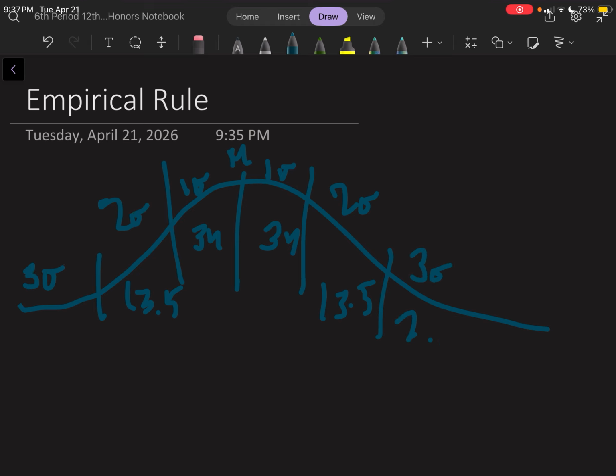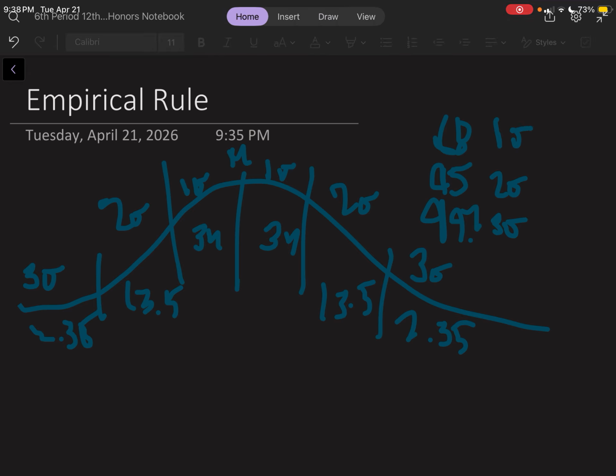With the third standard deviation, you put 2.35 on each side. And the percentages would be 68% for 1 standard deviation, 95% for 2, and for 3 standard deviations, 99.7%. So those are the basics. That's what you need to know.